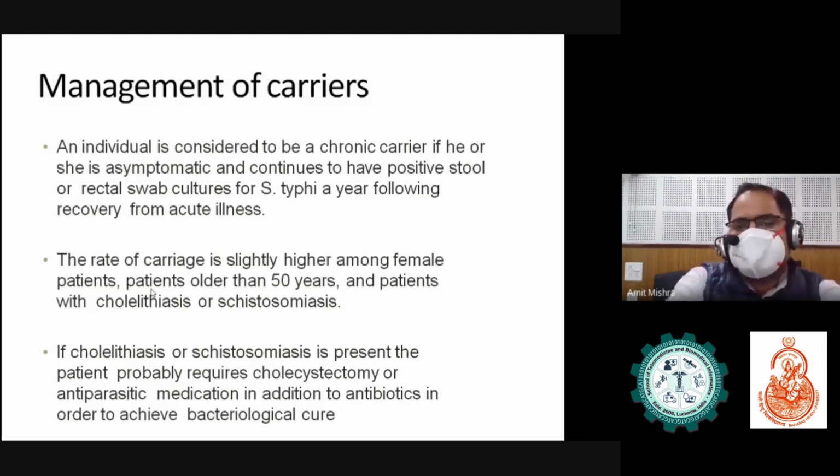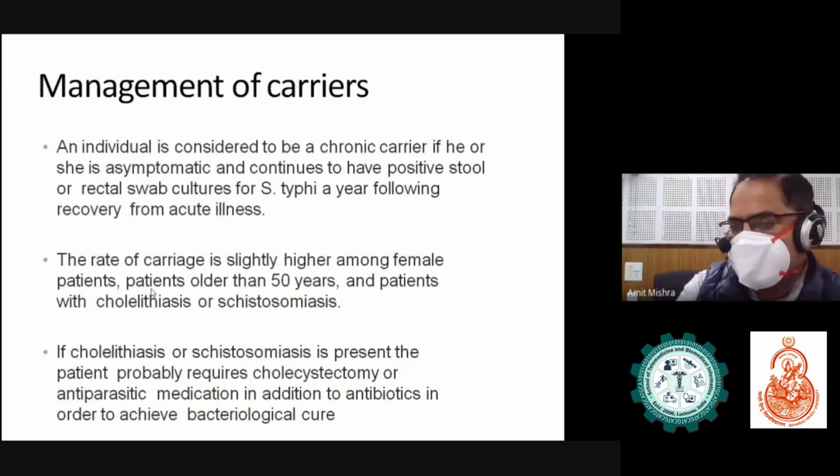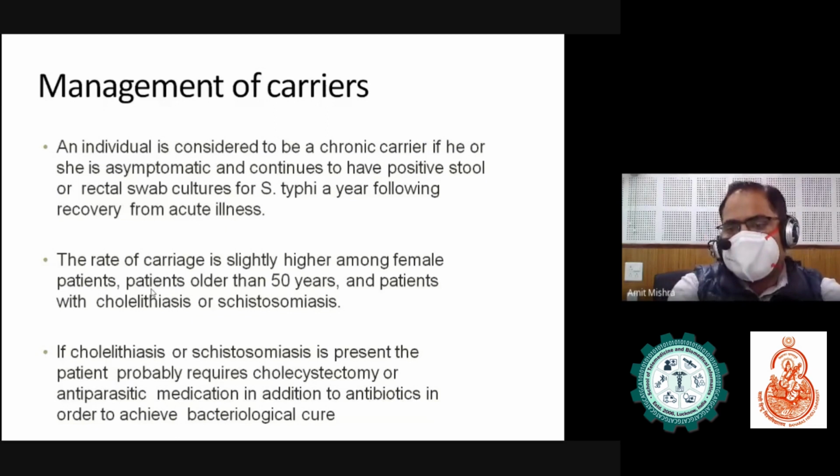How do we manage the cases of carriers? Carriers are very important in the transmission of enteric fever. An individual is considered a chronic carrier if he or she is asymptomatic and continues to have a positive stool or rectal swab culture for Salmonella typhi a year following recovery from acute illness. So we say chronic carrier when a patient of enteric fever, after treatment, still has Salmonella typhi isolated from the rectal swab or stool after at least 1 year.